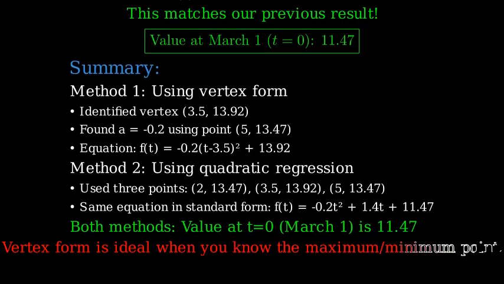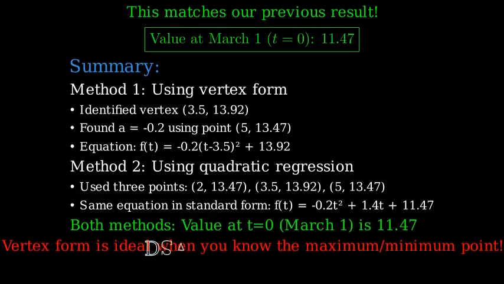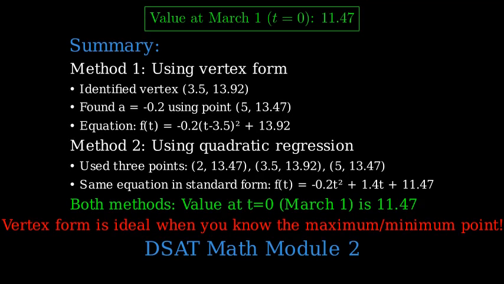Remember, for any quadratic function, the vertex form f of t equals a times the quantity t minus h squared plus k is often the easiest way to work when you know the coordinates of the maximum or minimum point.